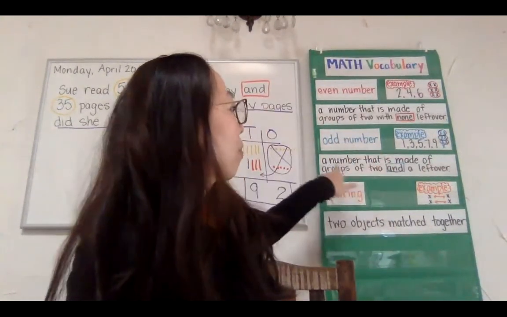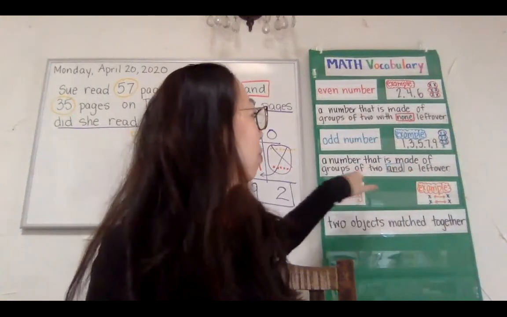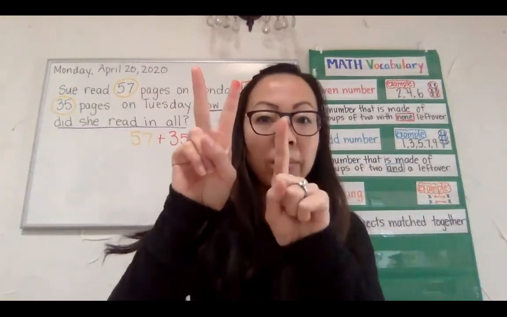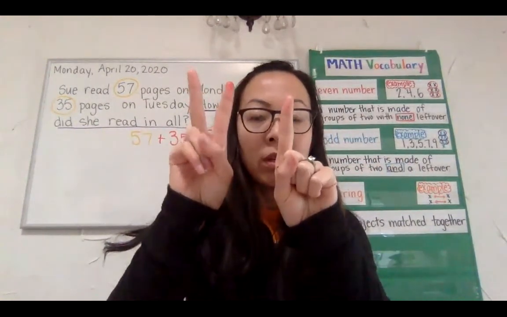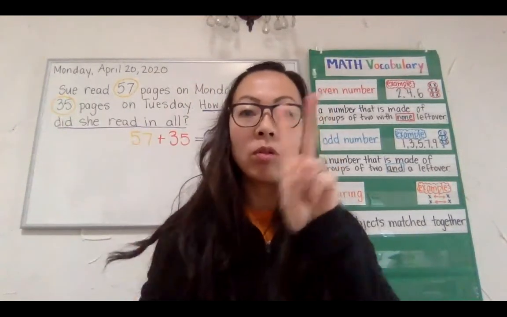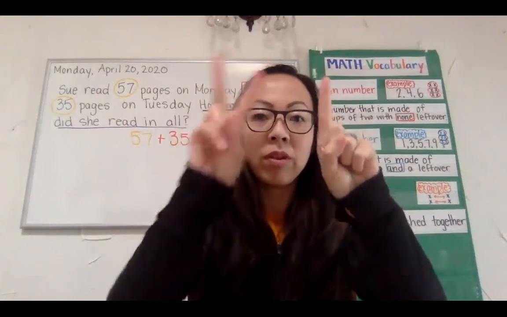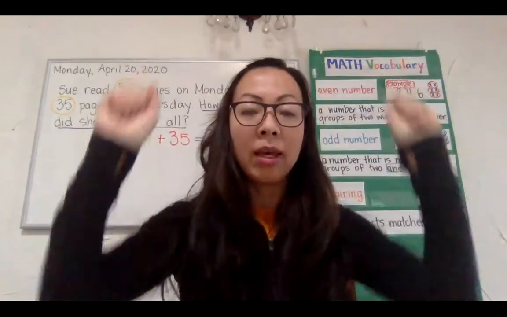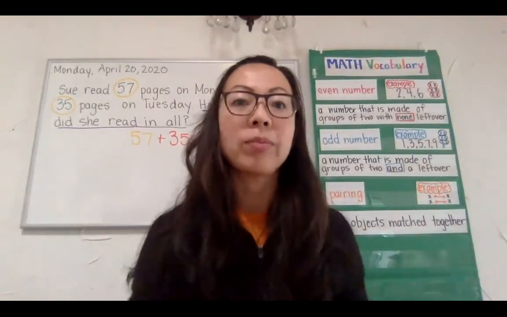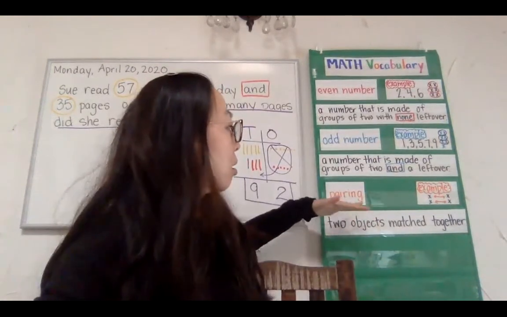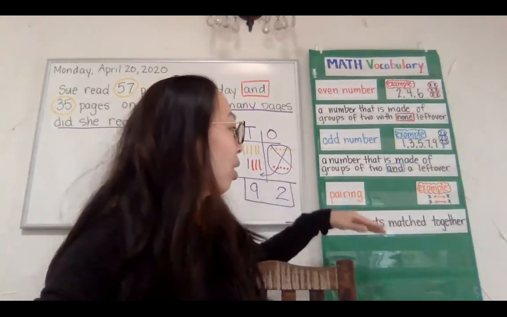Our odd number, it's a number that is made of groups of 2, but there's one left over. So I have a group of 2, I have a group of 2, I have a group of 2, and I have one more, and what happened? Somebody's left over. They're not in a pair. That's an odd number. And our last vocabulary word for the day is pairing.